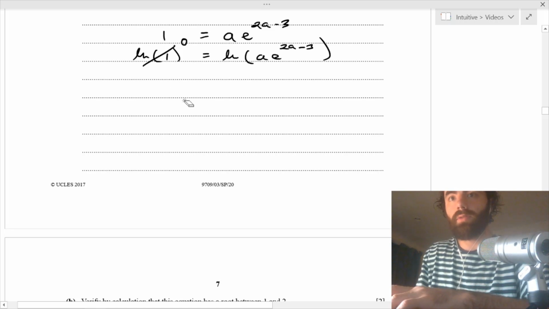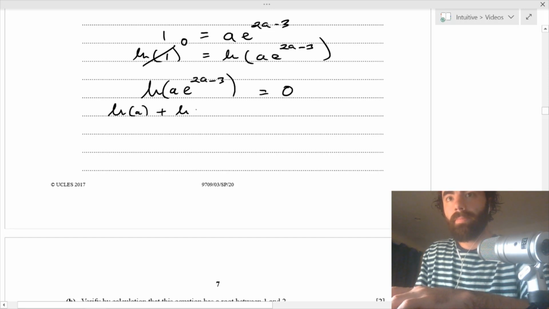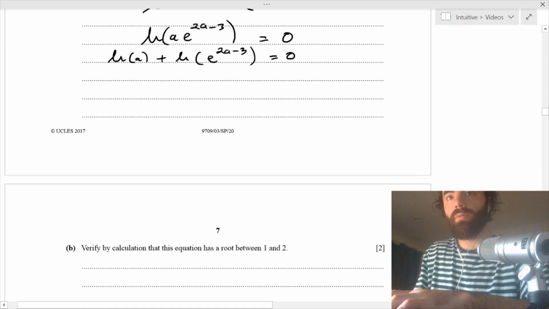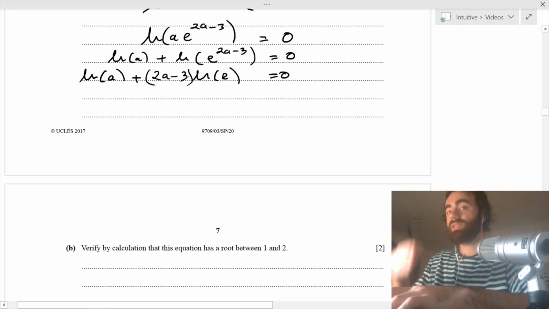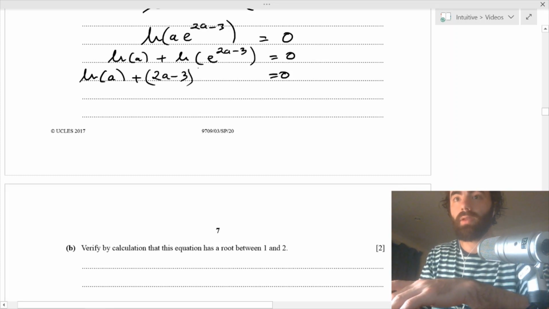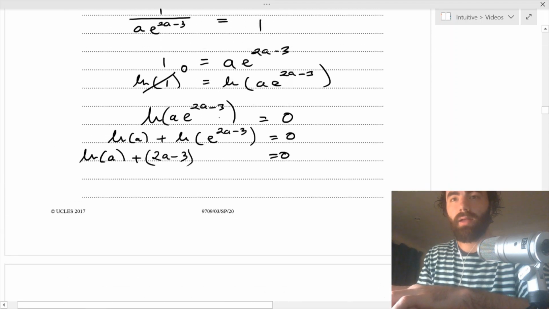So you get 0. I'm going to take this over on the side. So we have ln of a e to the 2a minus 3 equals 0. And this can be written like this. We can split this up. Well, this thing becomes ln of a plus, we can take that down, times ln of e equals 0. And ln of e is log to the base e of e, which is just 1. Again, don't need to put that in my calculator. And now I can see we're getting pretty close here.